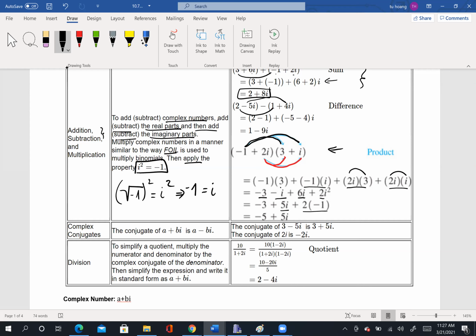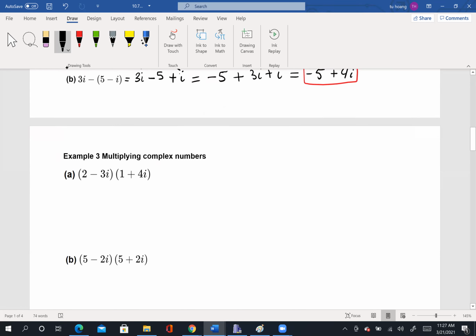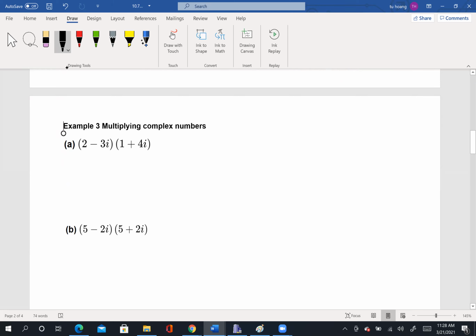But let's see how we do this one. Okay, so we have 2 times 1 and then 2 times 4i. So let's write 2 times 1 plus 2 times 4i, right? Okay, so what next? Negative 3i times 1, negative 3i times 4i. Negative 3i times 1 is negative 3i. Negative 3i times 4i is negative 12i squared.